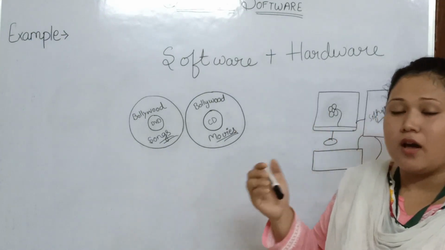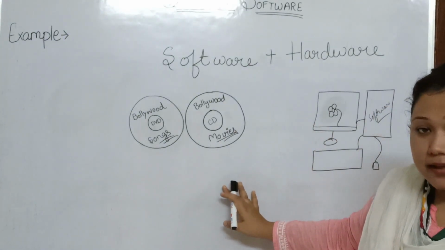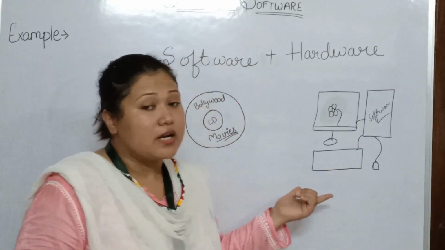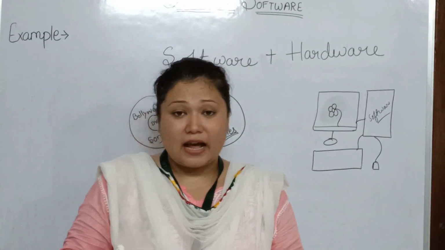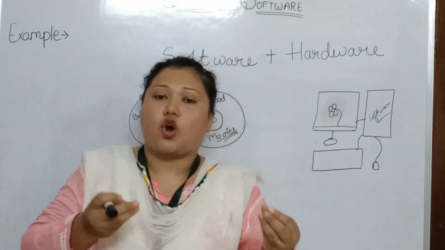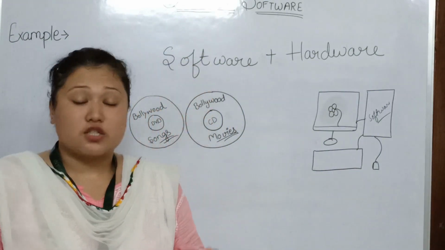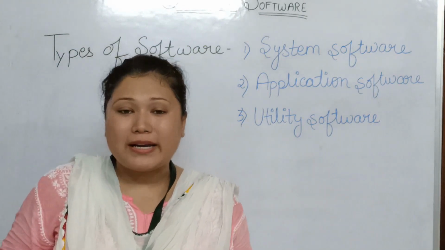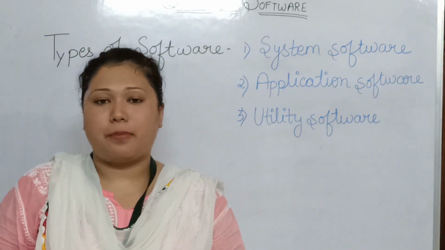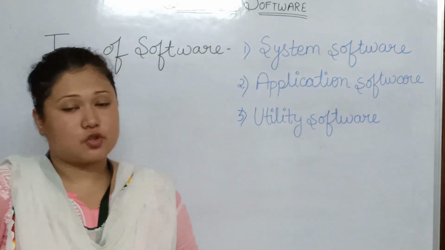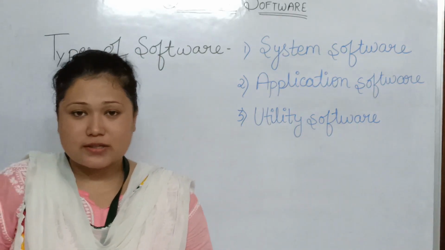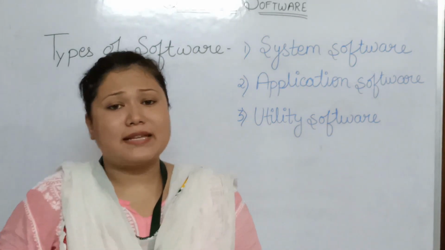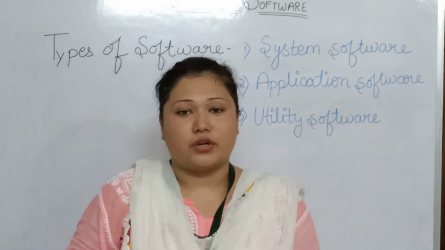Same like this, a computer is a hardware device, and whatever data or program we install in the computer is called software. Software is broadly categorized into three different parts. First is system software, second is application software, and the last is utility software. So let's start and learn about it thoroughly.